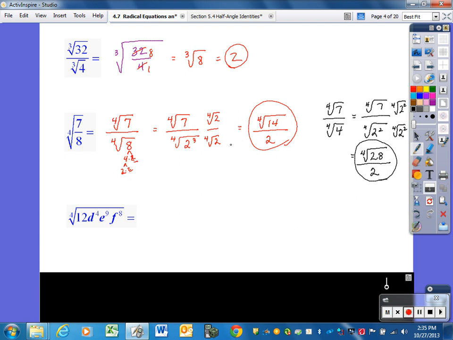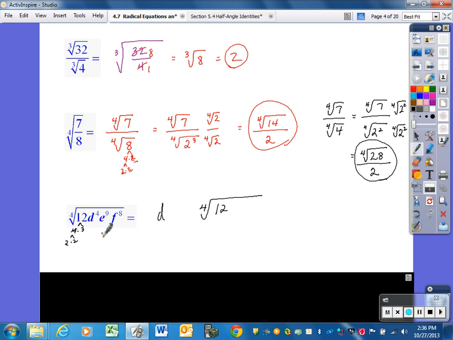All right. Fourth root of 12. Well, 12 factors into 4 times 3, which is 2 times 2 times 3. Any of that going to come out? No. So I have my fourth root of 12. D to the fourth. Any D is going to come out. One of them should.